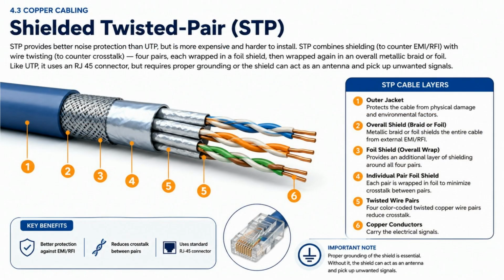STP adds shielding on top of twisting, better noise protection than UTP, but more expensive and harder to install. Structure shown in the diagram: 4 individually foil-wrapped pairs, then an overall braid or foil shield, then the jacket. Important gotcha. STP needs proper grounding, or the shield itself can act as an antenna and pick up unwanted signal.